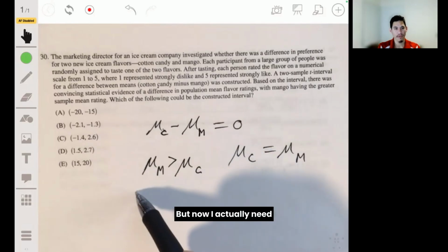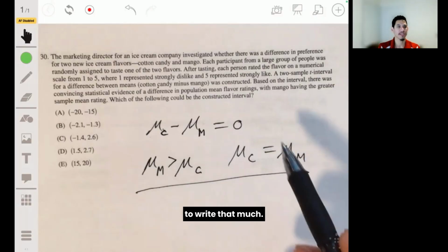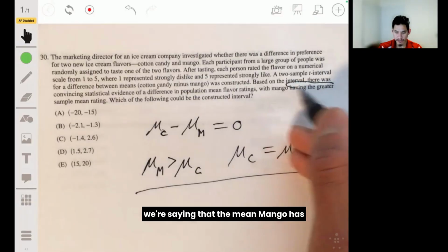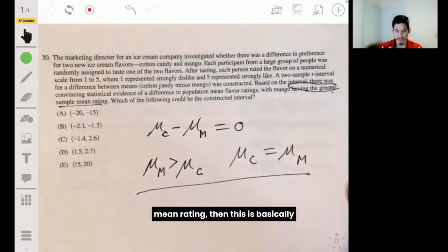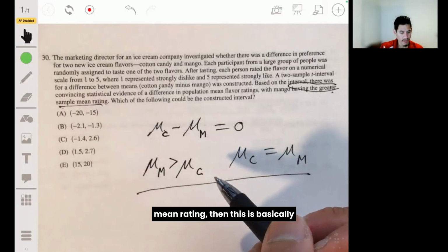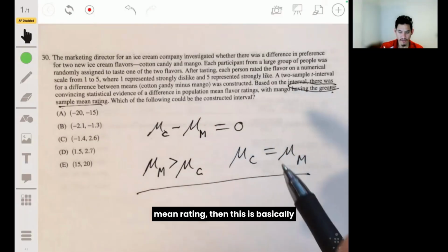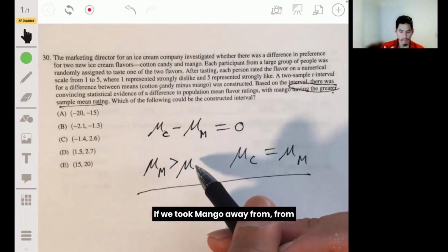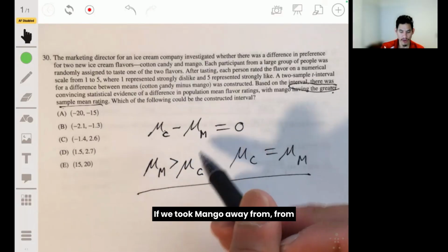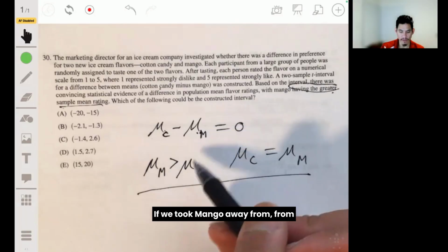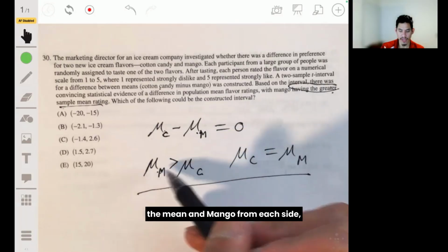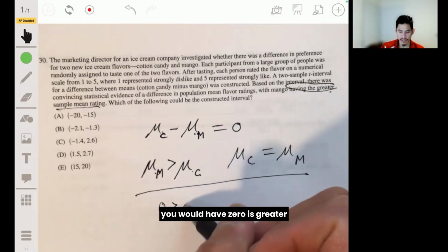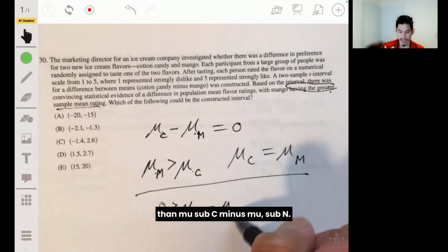I actually didn't need to write that much. If we're saying that the mean of mango has a greater sample mean rating, then this is basically saying that if we subtracted the mean of mango from each side, you would have 0 is greater than mu sub c minus mu sub m.